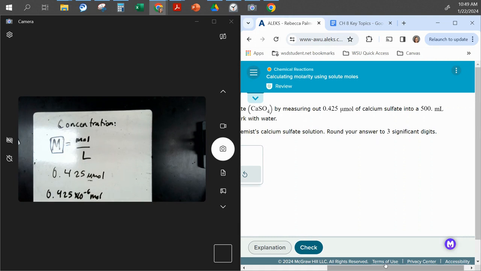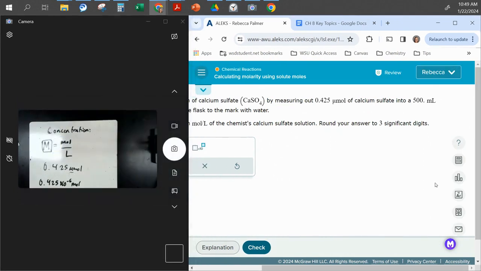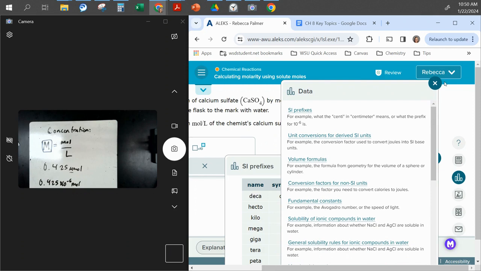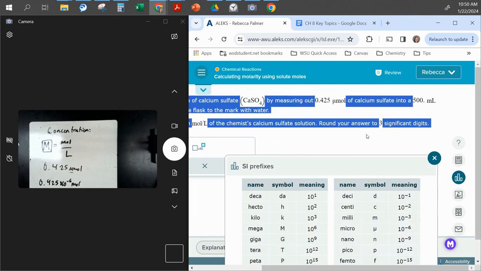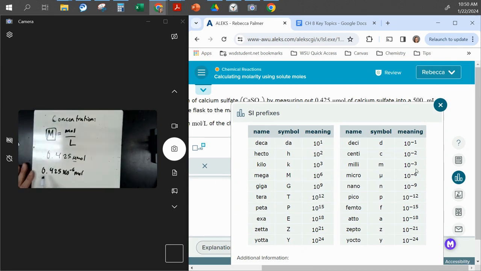And if you want to remember those numbers, make this a little bit bigger until our boxes pop up. If we go to the data and let it load, if we go to SI prefixes, it tells us what those are. Micro is this little mu, times 10 to the minus 6. So instead of putting mu, I'm just going to write times 10 to the minus 6. That's the number that's going to go on the top.